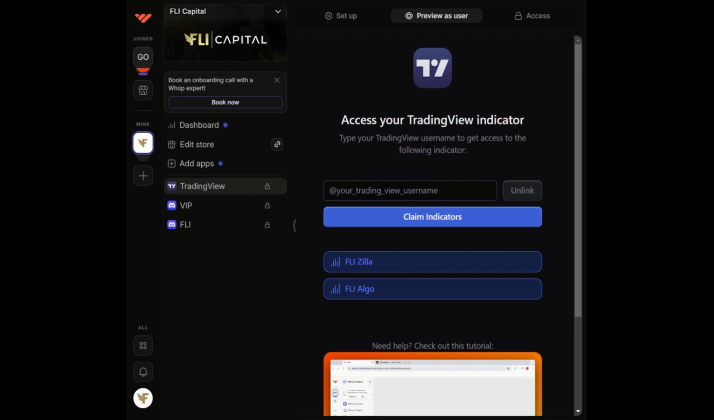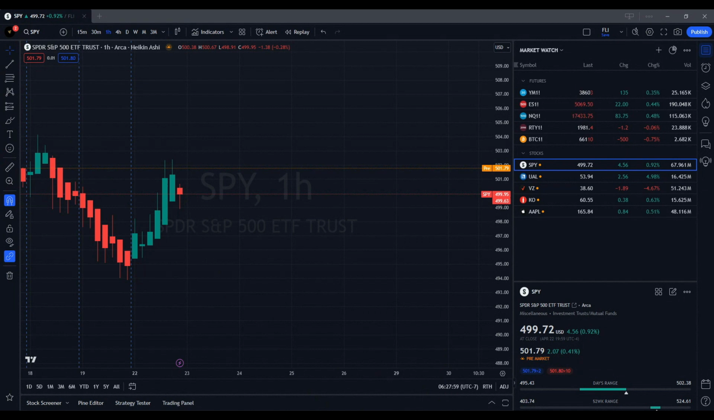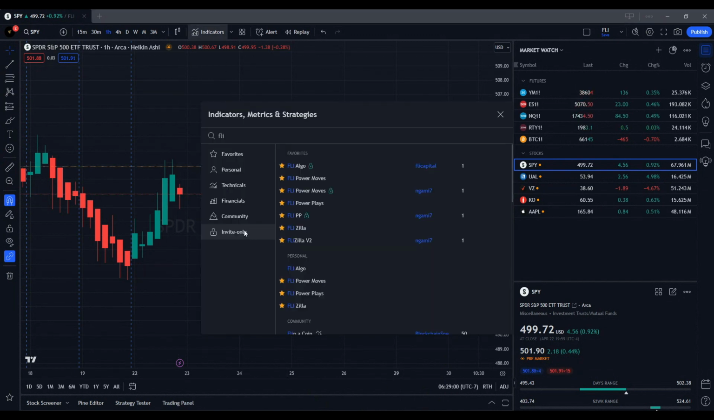Take this one final step to ensure that you receive the indicators by going to wap.com/hub to claim your trading indicators. Once you've done that, we'll send the FLI Algo indicator directly to your invite-only script folder under Indicators on TradingView. From there, you can easily add it to your chart and start using its advanced features.